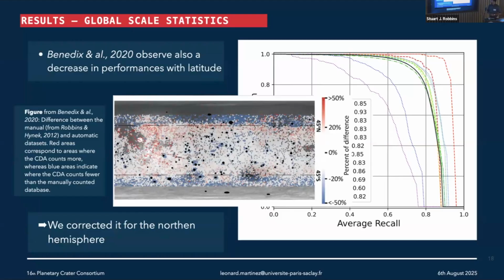Probably for them, it was due to the fact that they did not reproject their images. So the craters appear not round in shape at high latitude, and this caused them a problem. So we corrected this problem, and we still have a drop in performance for the south, but it's not that bad, and we can live with it.